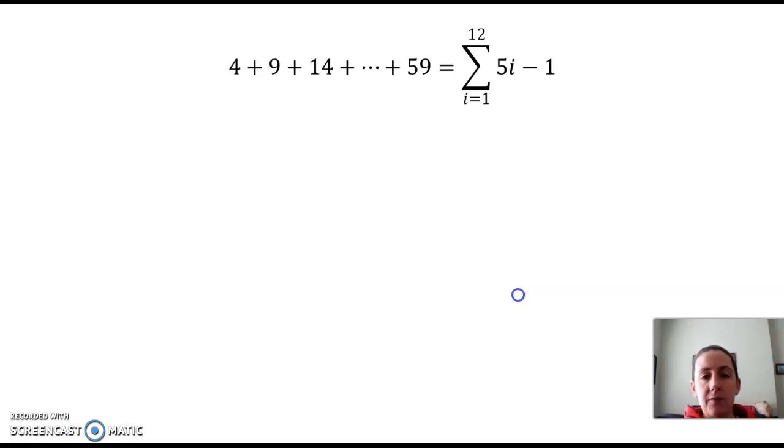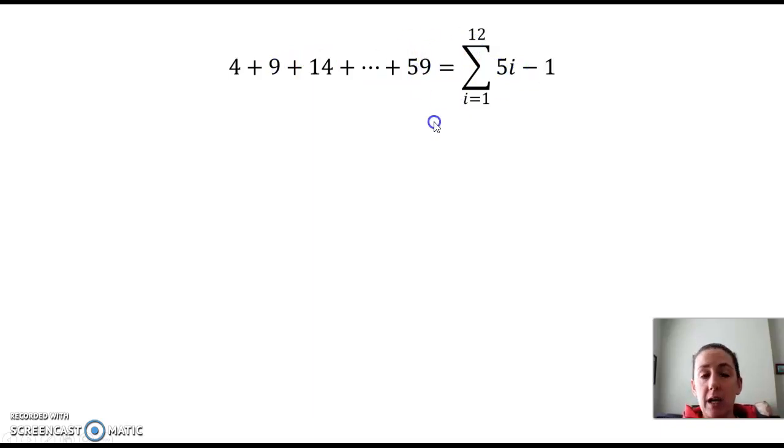If we wanted to take 4 plus 9 plus 14 plus 19 plus 24 plus 29, all the way up to 59, that can be written as a summation from i equals 1 to 12 of 5i minus 1, right? 5 times 1 is 5, minus 1 gives me that first term, 4. Plug in 2: 5 times 2 is 10, minus 1 gives me that second term, 9, and so on and so forth. For 12, 5 times 12 is 60, minus 1 gives me that last term of 59.